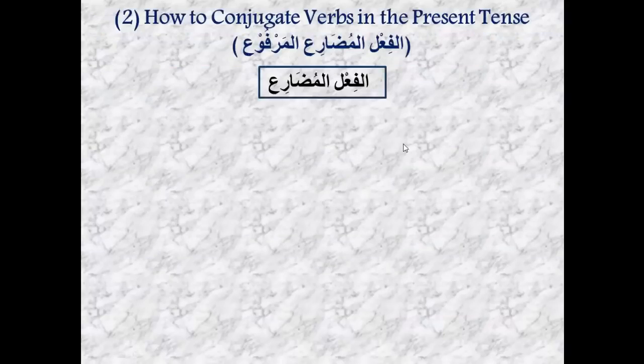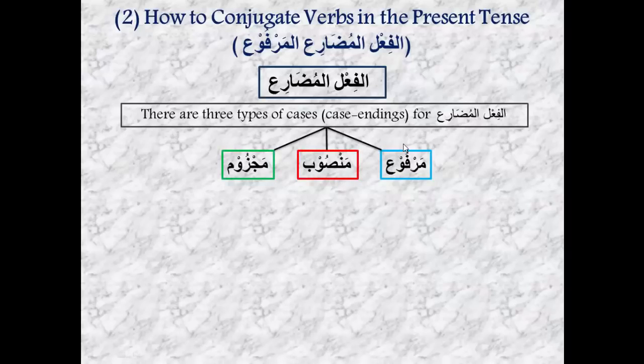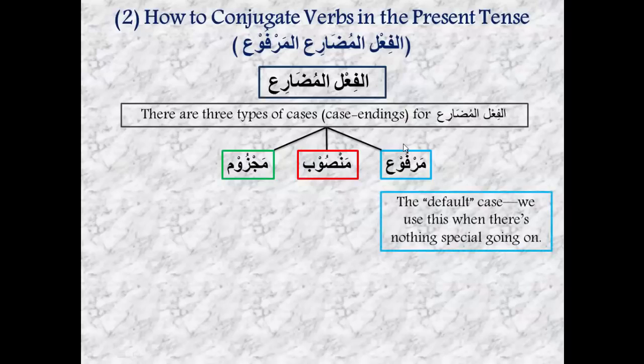Now, on to topic number 2, the main topic for today's lesson: how to conjugate verbs in the present tense, al-fi'l al-mudari'. To introduce al-fi'l al-mudari', there are 3 types of cases or case endings. They are the marfu', mansub, and majzoom cases. The marfu' case is the default case.